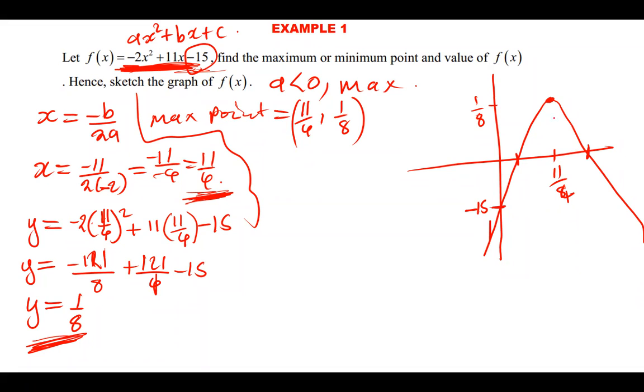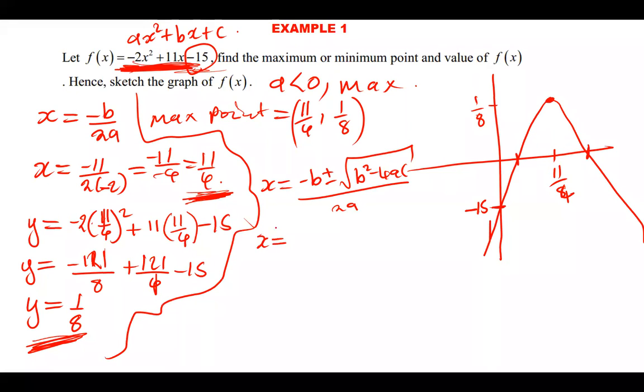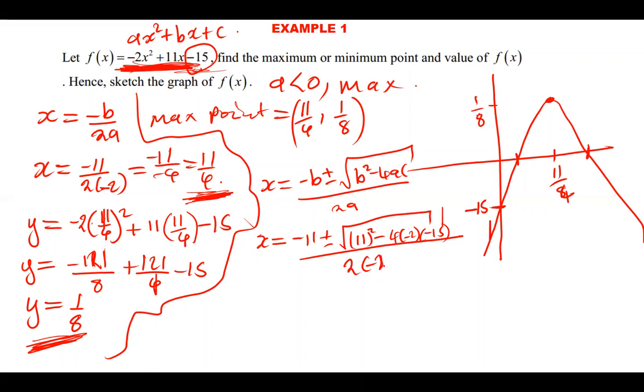Remember what I told you, you find these points by solving the quadratic equation. To solve it quickly, I'm going to use the formula method. I'll say x is equal to negative b plus or minus the square root of b squared minus 4ac, everything divided by 2a. So x will be equal to negative, our b there is 11, so negative 11 plus or minus the square root of 11 squared minus 4, my a there is negative 2, then my c is negative 15, then everything divided by 2 times a, which is negative 2 there.